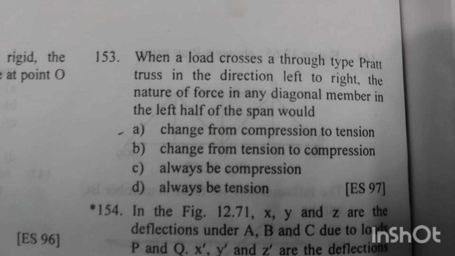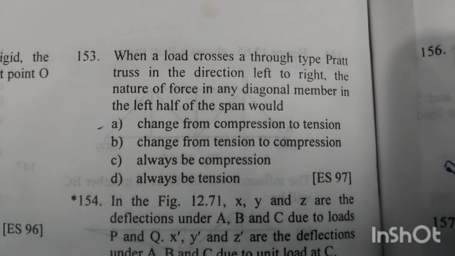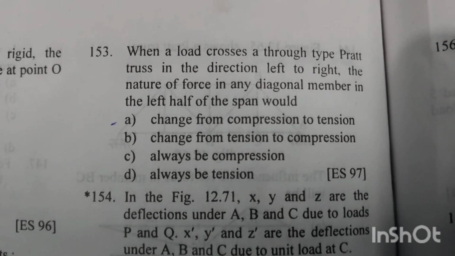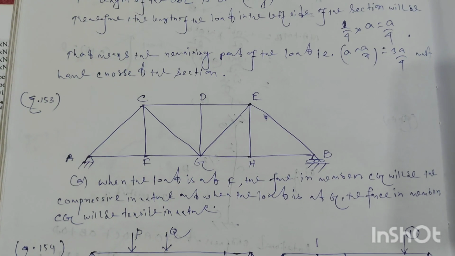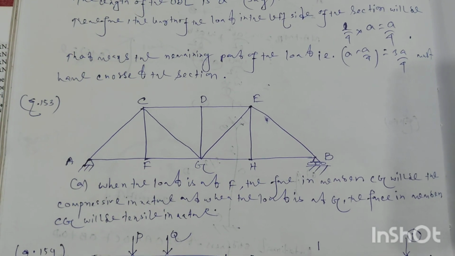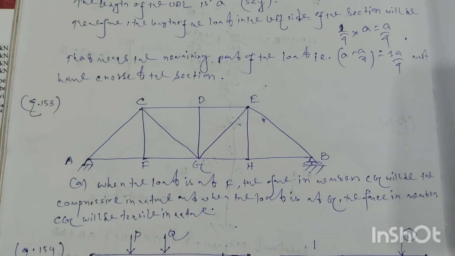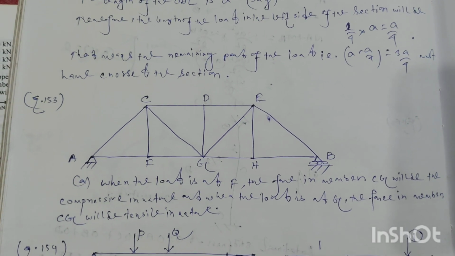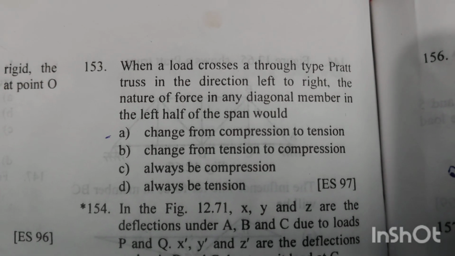Question number 153. When a load crosses a through type truss in the direction left to right, the nature of force in any diagonal member in the left half of the span would. This is our truss. When the load is at F, the force in the member CG will be compressive in nature, and when the load is at G, the force in the member CG will be tensile in nature. Option A is the right answer, change from compression to tension.